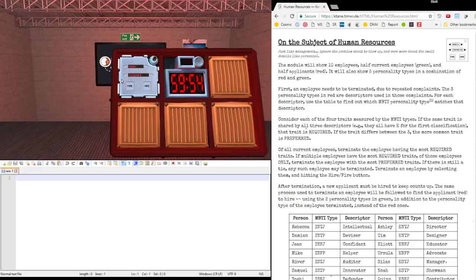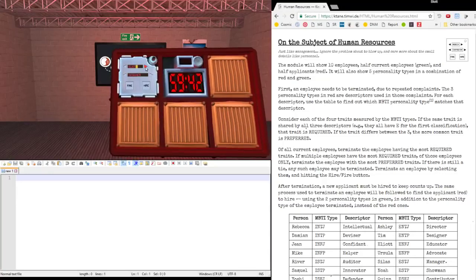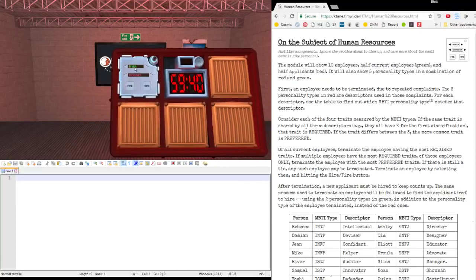For the module, you're going to have a list of 10 names, 5 green, 5 red, and 5 personality descriptors, 3 red, 2 green. The idea is you have current employees in green, applicants in red, you have complaints, and desired traits. And it goes in 2 steps. For the first step, you look at the green names, the current employees, and the red traits, the complaints, and you're going to fire someone. Then you look at the red names, applicants, and the green traits, desired, and hire someone.